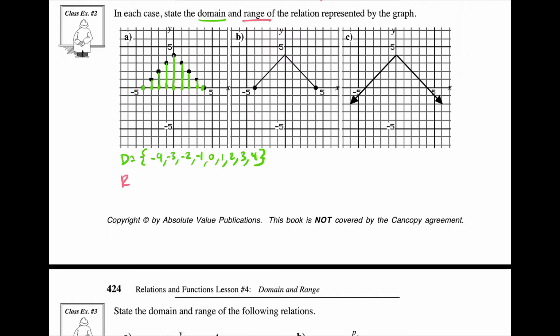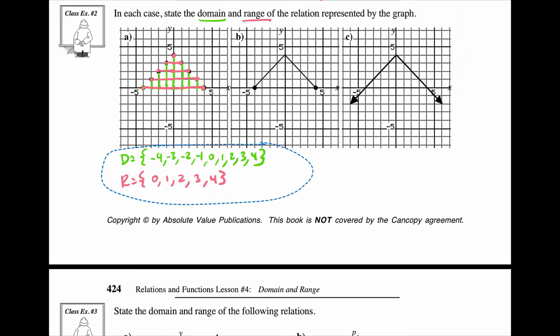And the range, well, what we want to do is do the opposite right there. I want to take these values and I want to basically run them over till they hit the y-axis right there. So for the range, I have 0, 1, 2, 3, and 4. And you might be wondering, well, what about the values on the other side? Well, if I look right here, that's hitting 0, 1, 2, and 3 right there. So they're just going to be repeating.